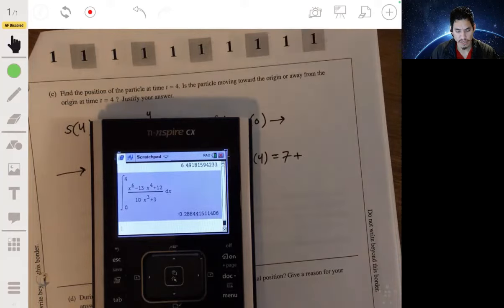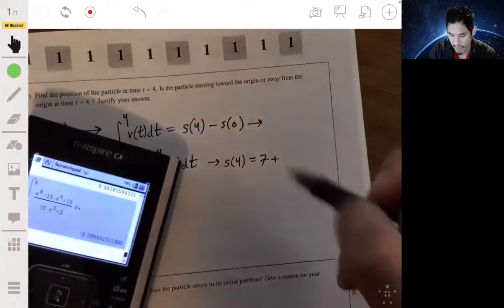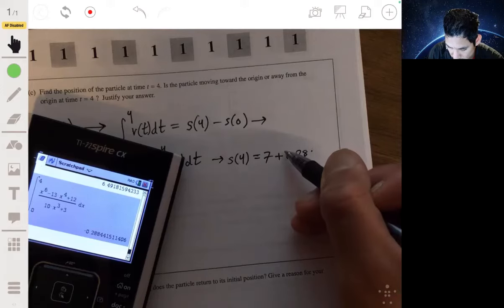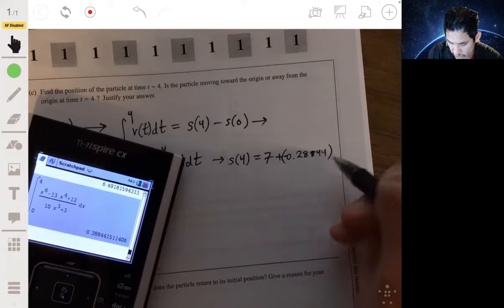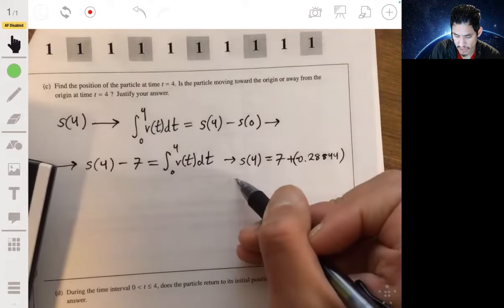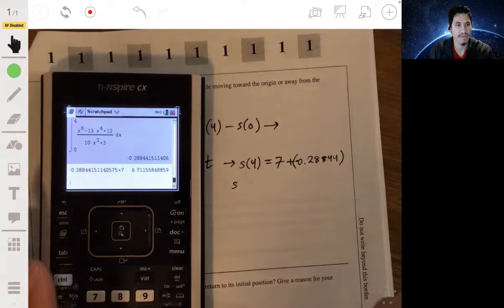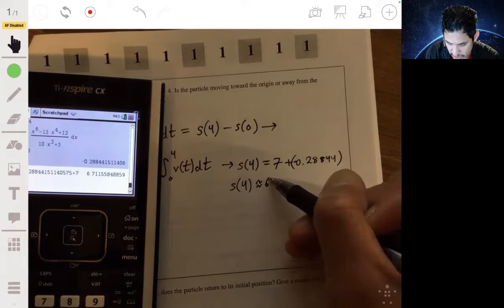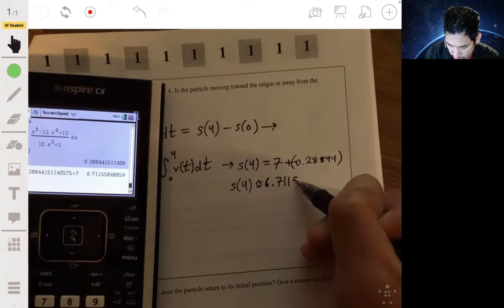And we get negative 0.28 for that, about. And let's add 7 to it. So this is going to be about plus a negative 0.28844, and so forth. When you add 7 to this, we get about 6.71. So s of 4 is about 6.711558.